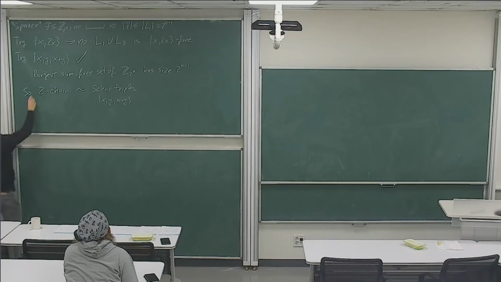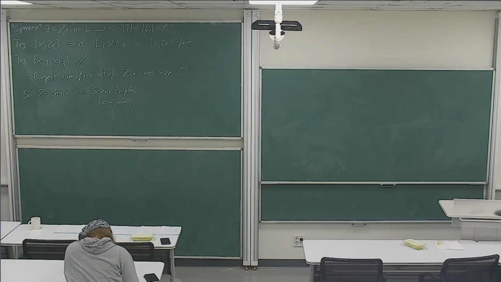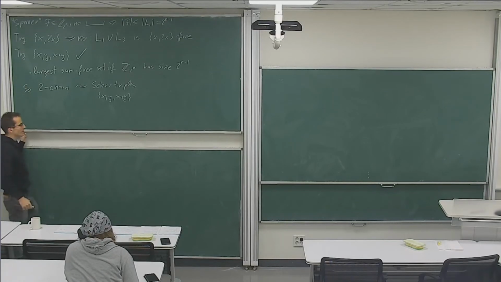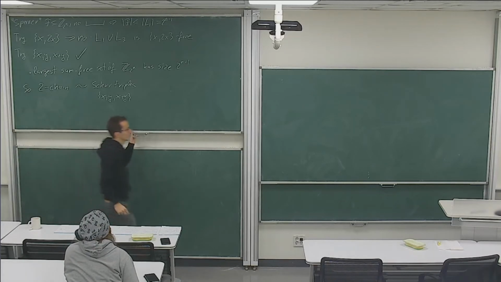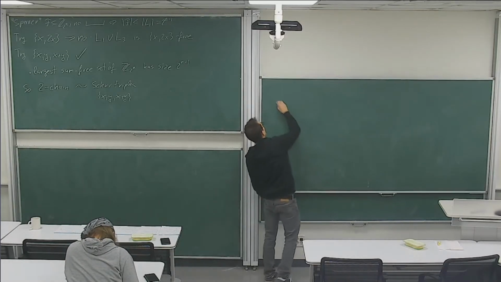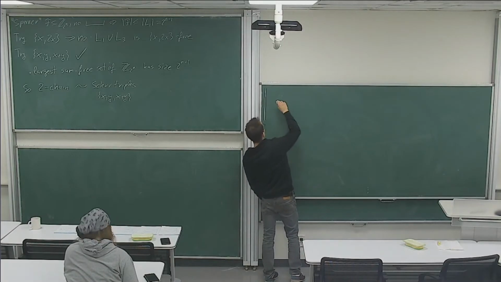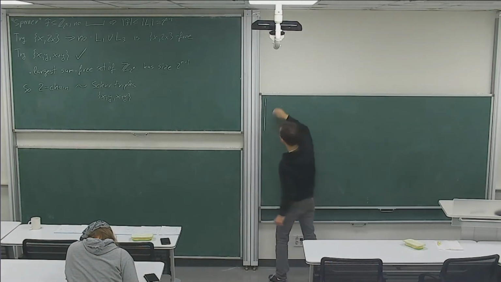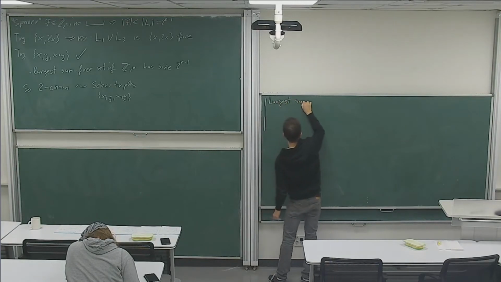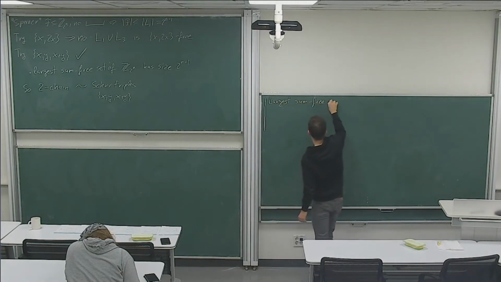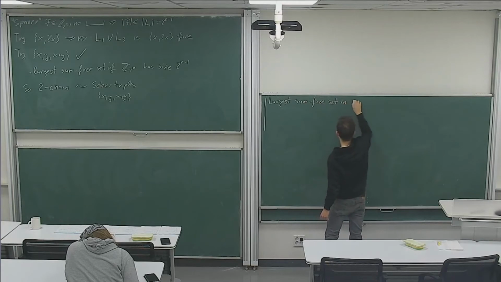This statement of finding largest sum-free sets in cyclic groups actually has a rich history. So I'm just going to write it here. So just a small digression. This is not part of the talk. So largest sum-free set in a cyclic group, Z over nZ.